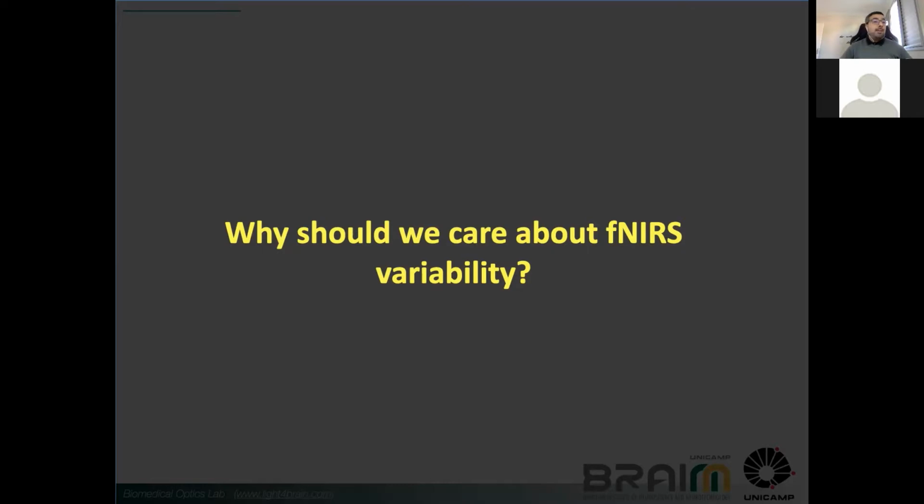And there are philosophical and ethical questions in science, right? So first of all, fNIRS variability is related to fNIRS reproducibility. If you have high variability in the data, you have low reproducibility, right? And at least to some extent, we should all agree that science should be reproducible, at least to some extent, right? So this is already one good reason that we should investigate fNIRS variability. But there are a lot of others, right?